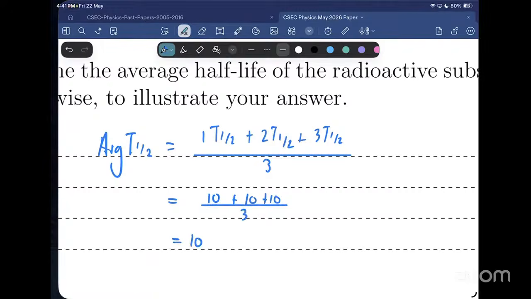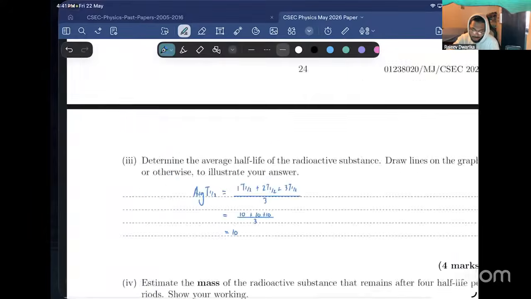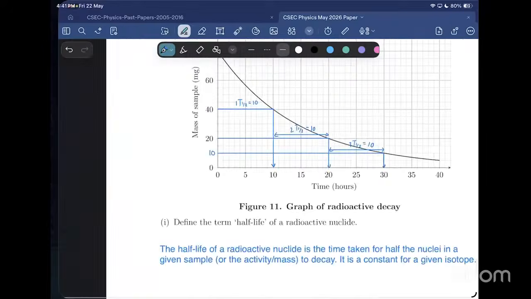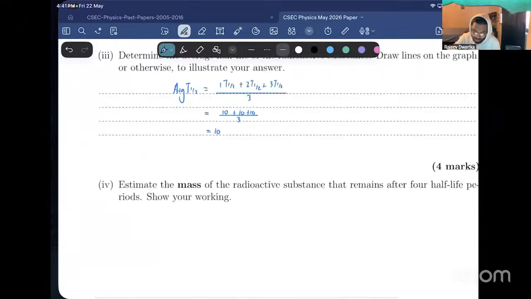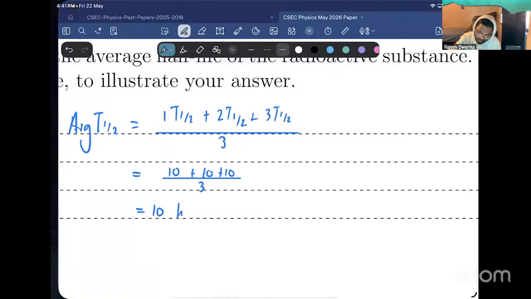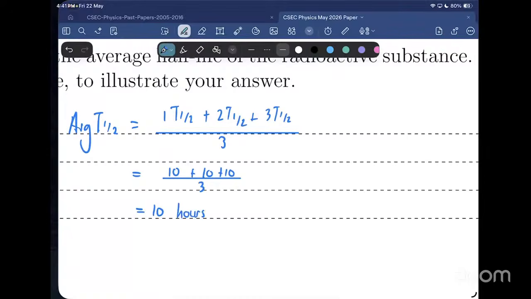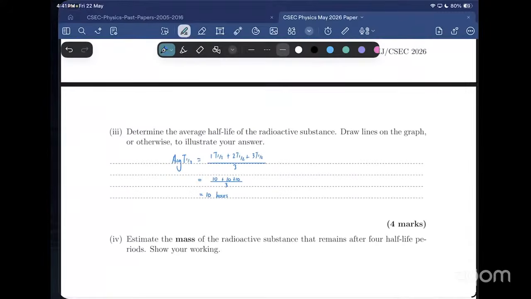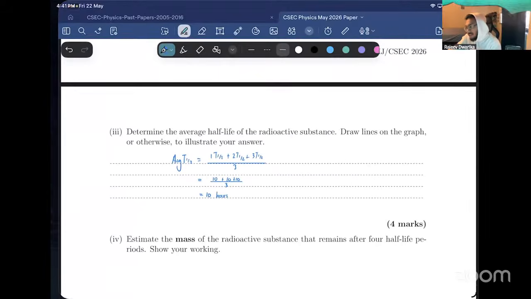10 what? Hours, yeah. If you put seconds, they'd mark it wrong. No, I didn't put anything for that. Oh, so you can lose a mark then. You have to say the units. In physics, you have to say the units.